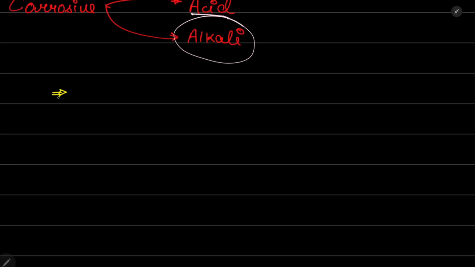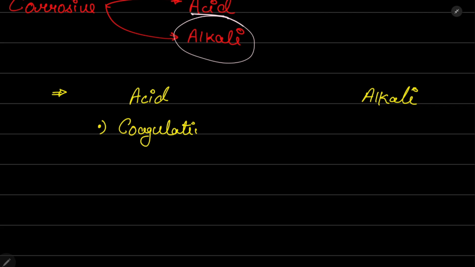So the acid and alkali both cause necrosis, but different types of necrosis. The type of necrosis that the acid causes is known as coagulative necrosis, whereas the alkali causes liquefactive necrosis. We have already studied the coagulative and liquefactive types of necrosis in the second year pathology chapter.